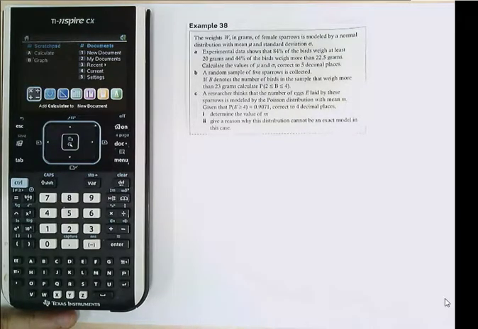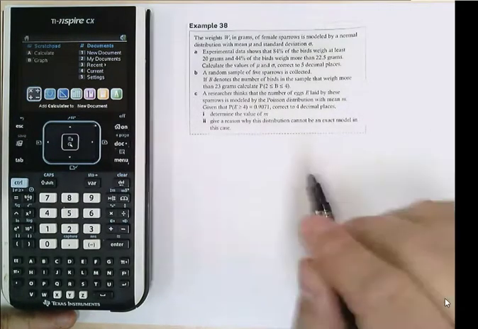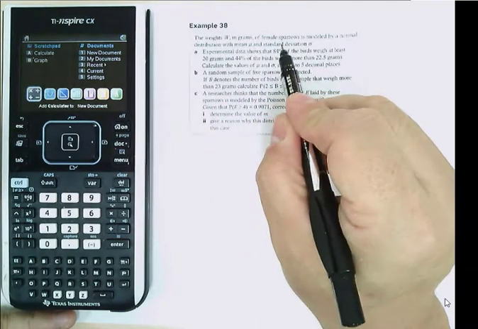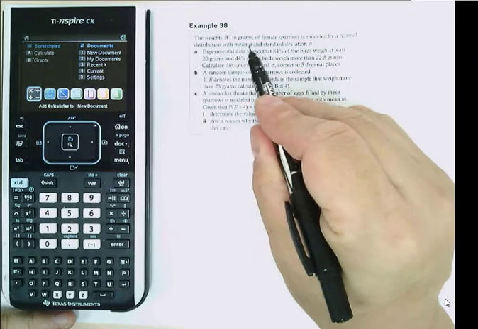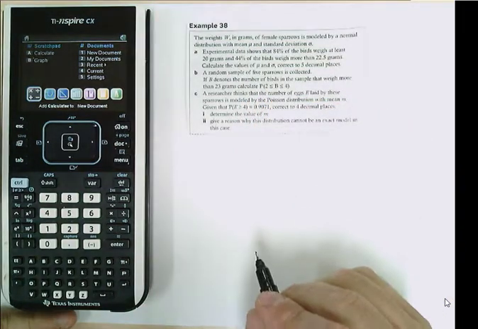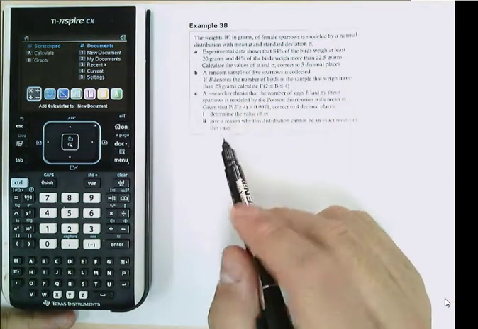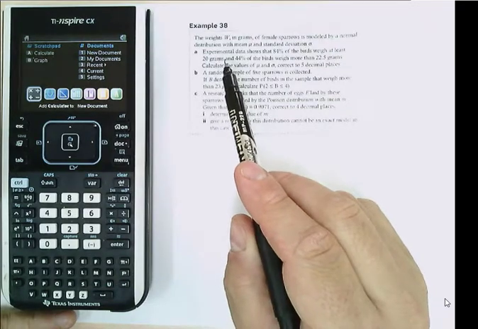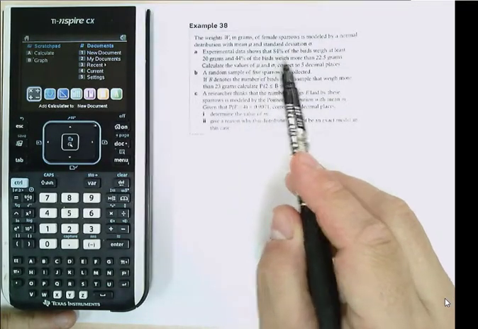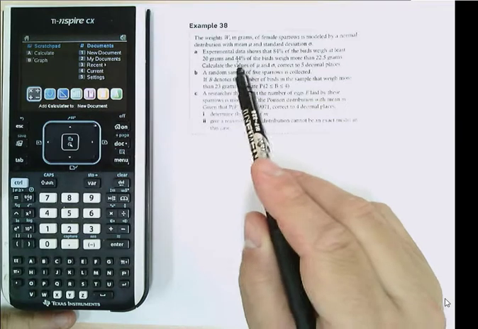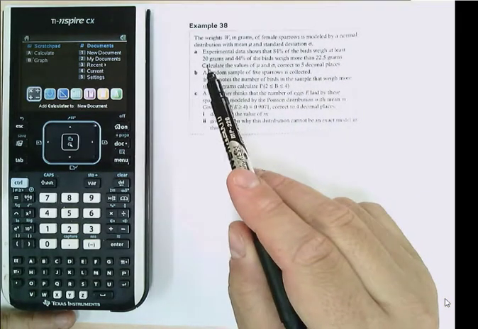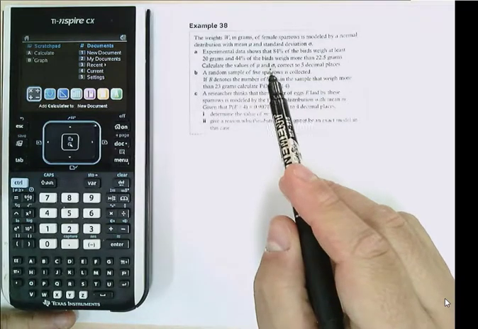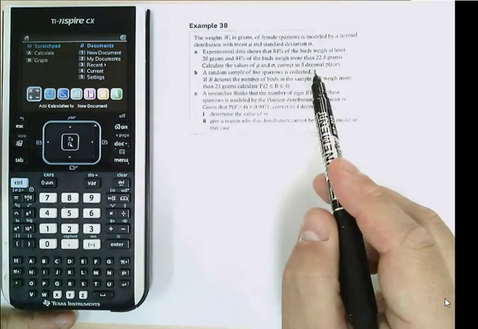Hello, we are going to talk about example 38, and it says the weight W in grams of female sparrows is modeled by a normal distribution with mean mu and standard deviation sigma. First bit of information it gives us, it says experimental data shows that 84% of the birds weigh at least 20 grams and 44% of the birds weigh more than 22 grams. It wants us to calculate the values of the mean and the standard deviation, correct to 5 decimal places.